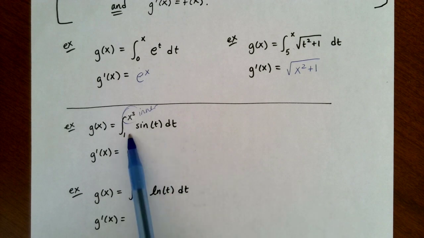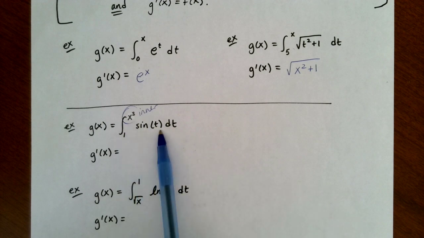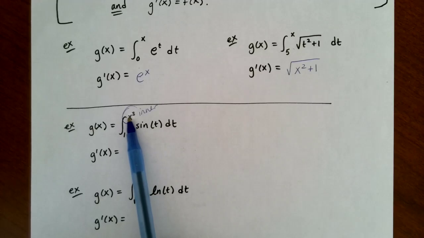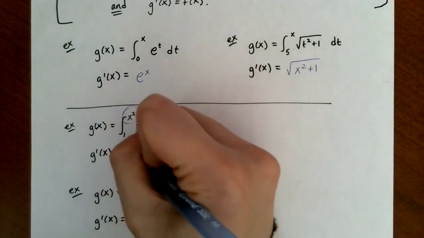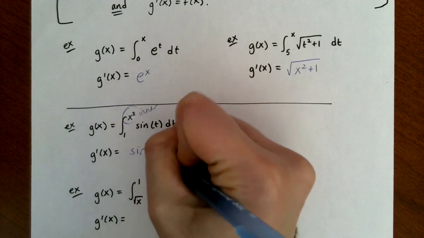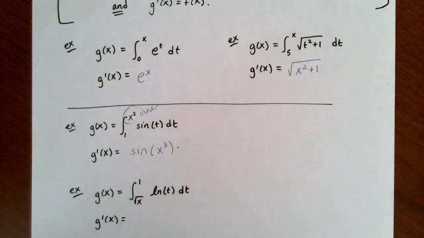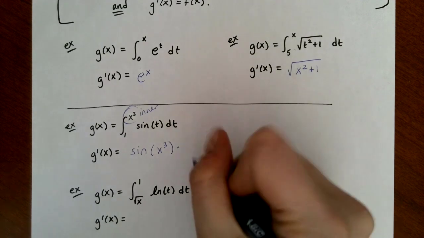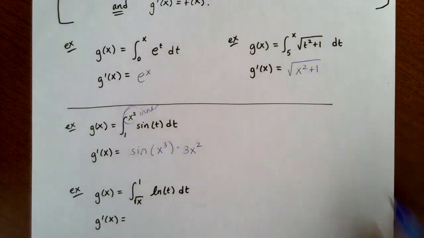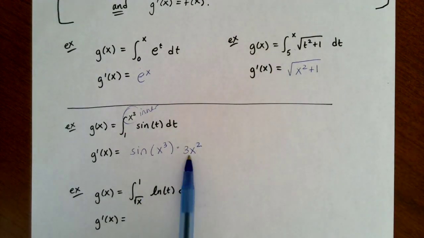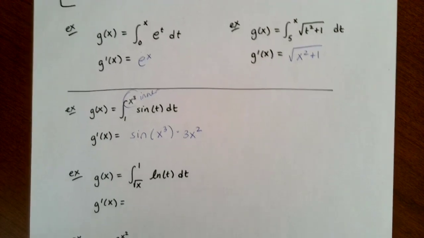So the outer function's derivative would be sine of x, but I'm going to have the x cubed plug in for my f prime of g. So that's sine of x cubed. And then I'll multiply times the derivative of the x cubed to get 3x squared. So this is f prime of g times g prime. All right, let's try another one.